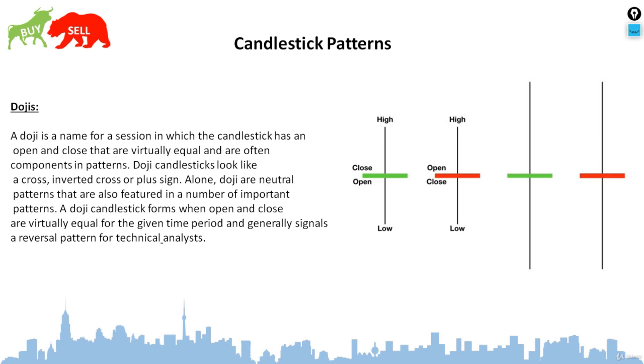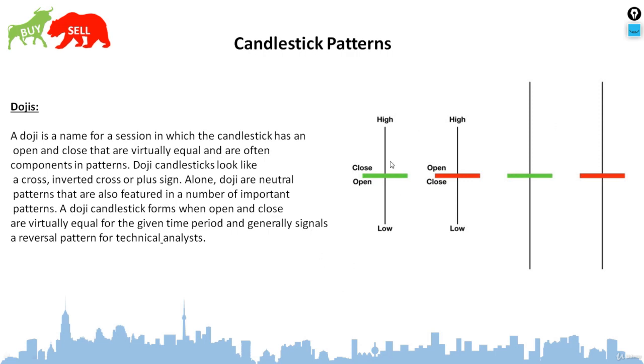A doji is a name for a session in which the candlestick has an open and close that are virtually equal and are often components in patterns. Doji candlesticks look like a cross, inverted cross, or plus sign. Doji are neutral patterns that are also featured in a number of important patterns. A doji candlestick forms when open and close are virtually equal for the given time period and generally signals a reversal pattern for technical analysts.